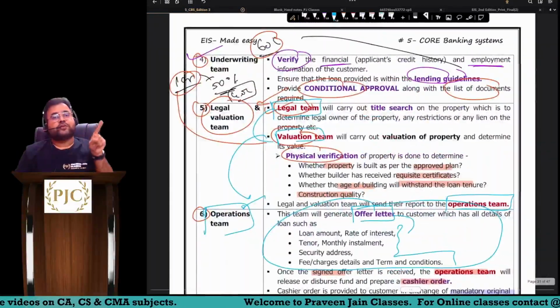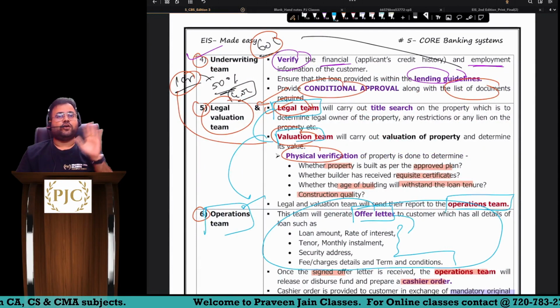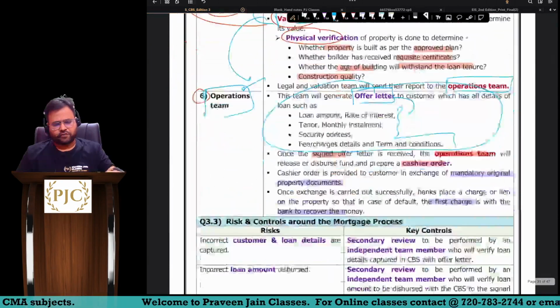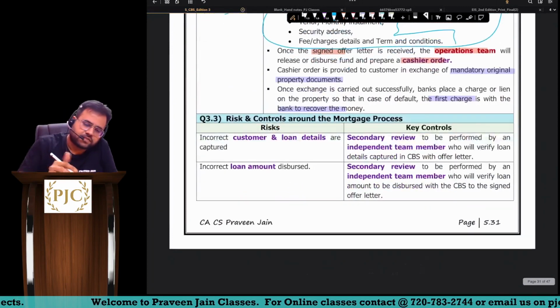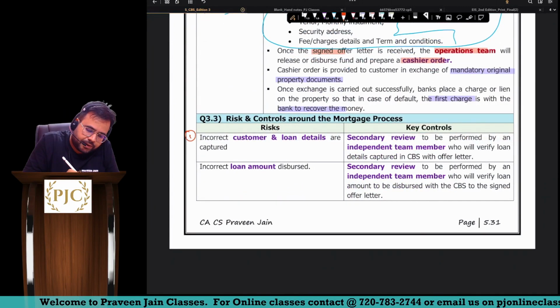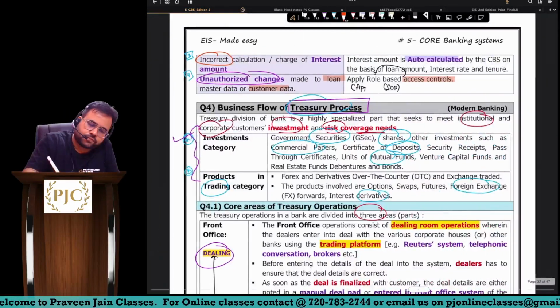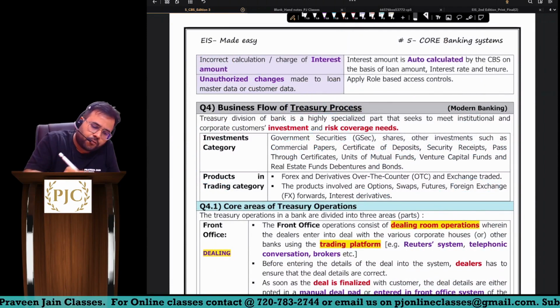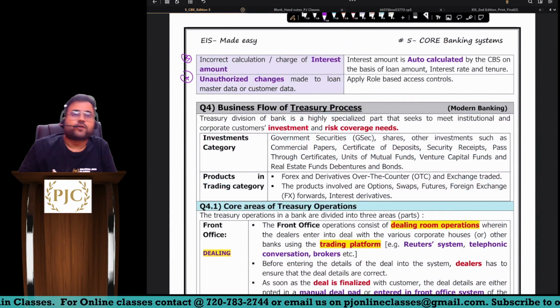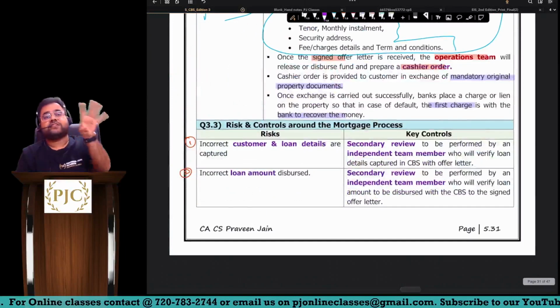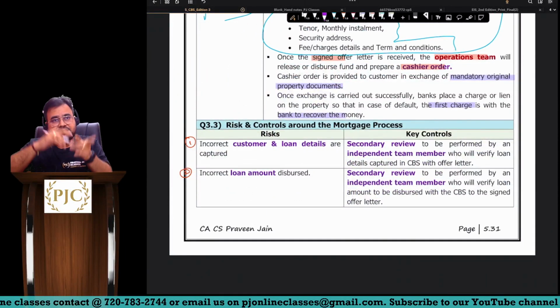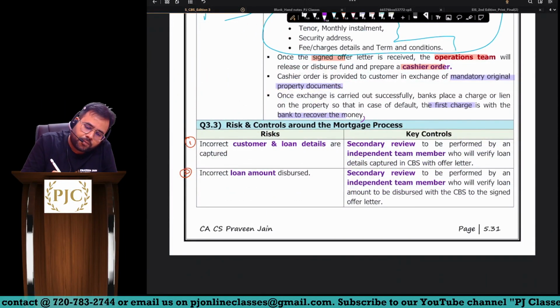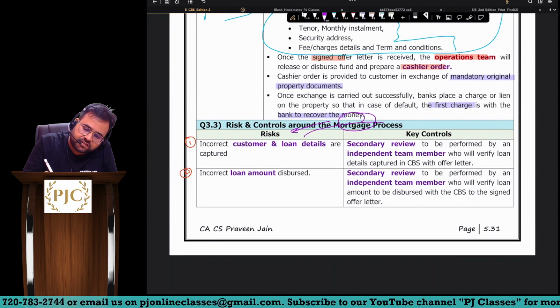Now, sir, if you remember, for first and second process I did not discuss risk and control, sir, but for third process I would like to discuss this. Now, 4 points are there in our material where we are talking about mortgage process related risk, mortgage process risk ka controls, sir. Okay, mortgage process ka risk, and for this risk what could be the controls.